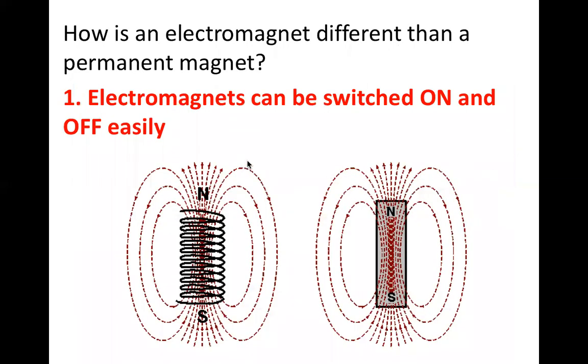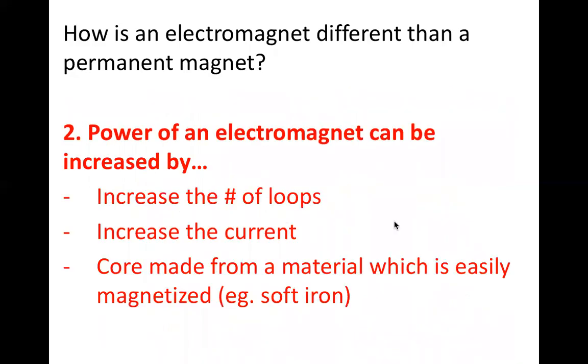Okay, so let's talk about why an electromagnet. How is an electromagnet different than a permanent magnet? Electromagnets can be turned on and off easily. We just turn on the current and we have an electromagnet, turn off the current or open the switch, or open the circuit, and now we don't have a magnet. So that has a lot of advantages.